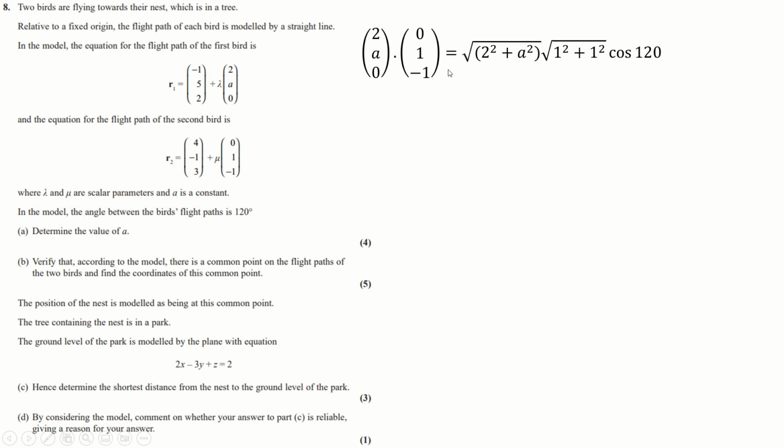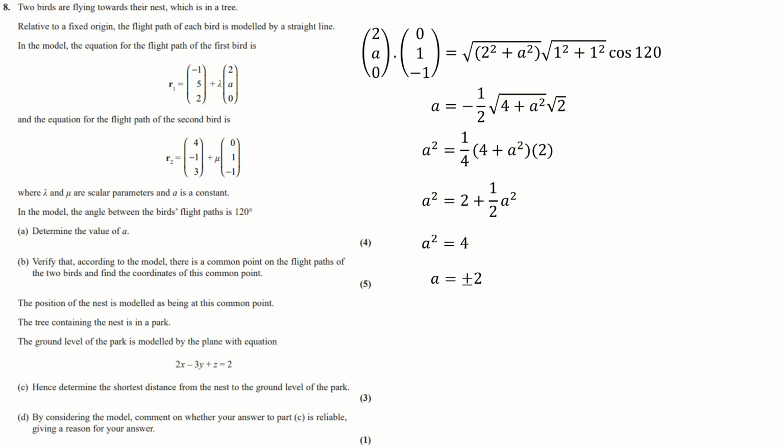Of course, we dot these together, you end up just with a here. This is 4 plus a squared, this is root 2, this is minus a half, so you do all that. You square both sides here to get this, and now you do some stuff and you get this. Now, only one of these answers is correct, and it says determine the value of a. So which one is it?